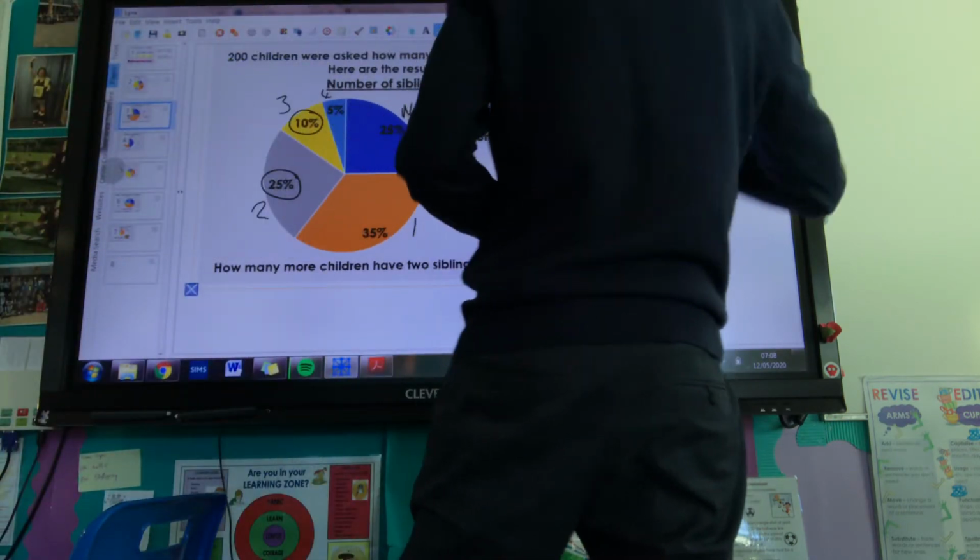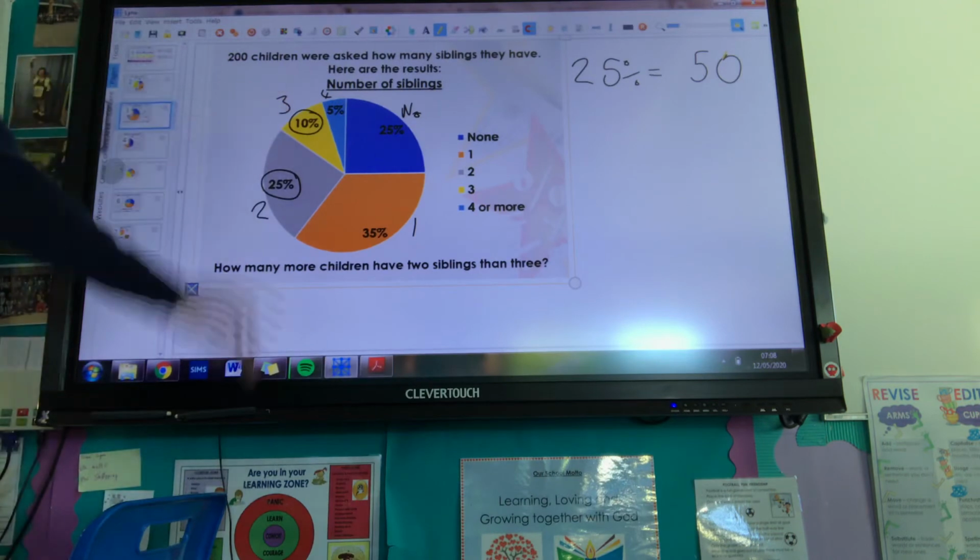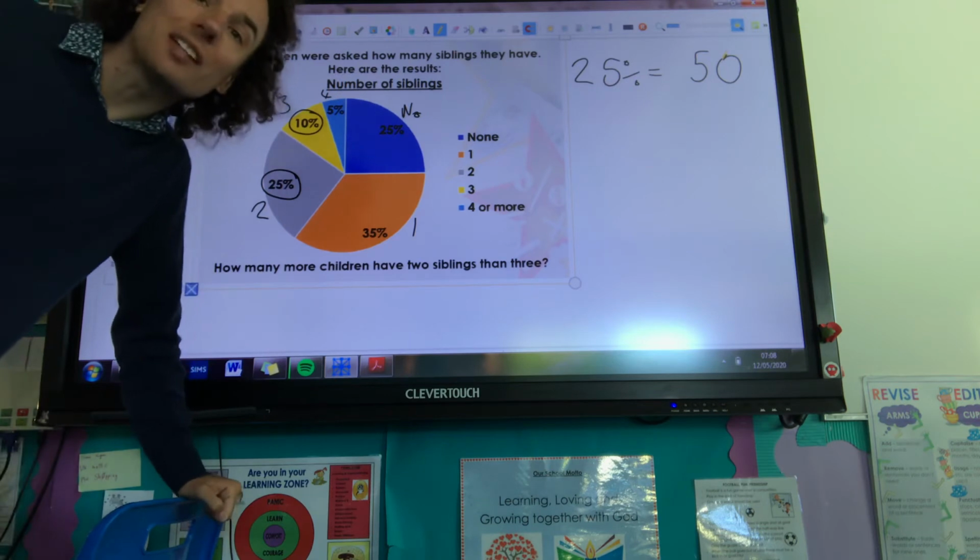Okay, so 25% is 50. Now we've got to find 10%. Oh, I've got lots of hands up for this one. There are 10 tens in 100, so we divide 200 by 10 to find 10%.